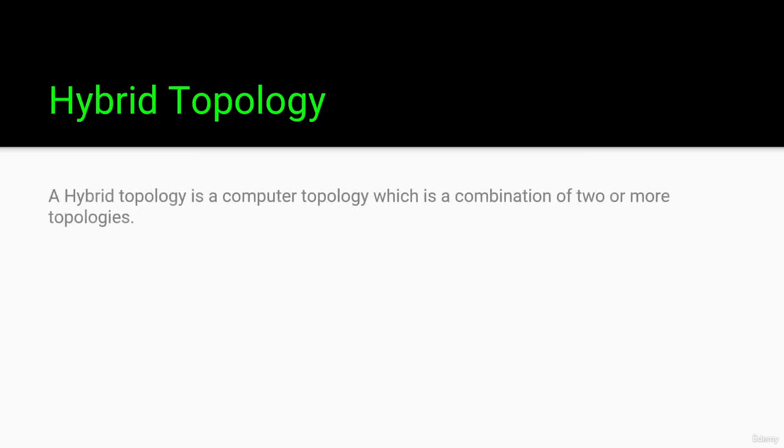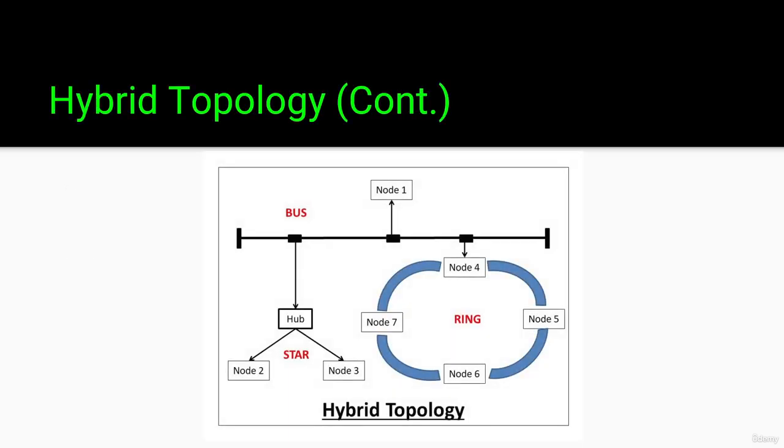As a network essential, now we have the hybrid topology, which is a computer topology that is a combination of two or more topologies. In practical use, they are the most widely used. So you have star with the mesh topology, with the tree topology, etc. So here is an example of it.